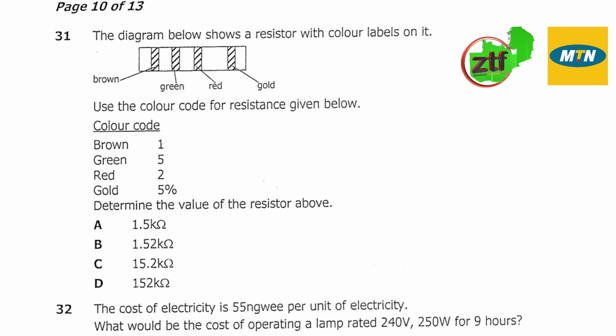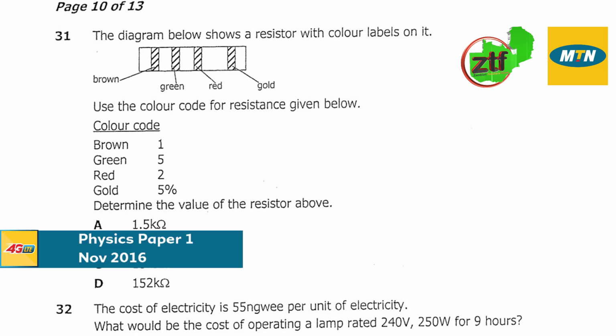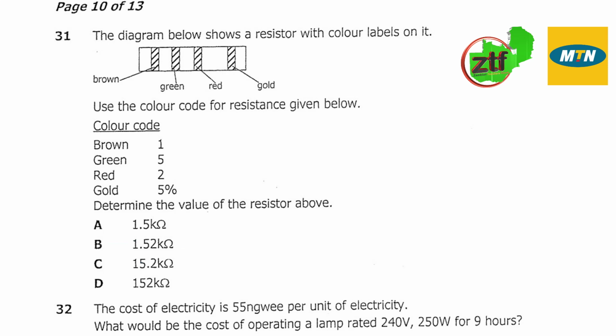The first color tells us the first digit in the value of the resistance. The second color tells us the second digit, while the third one tells us the number of zeros that are present in this value. So, when we check on the key, we find that brown is under 1. So the first color tells us that we must have 1 as the first digit. The second color, which is green, tells us that the second digit should be 5.